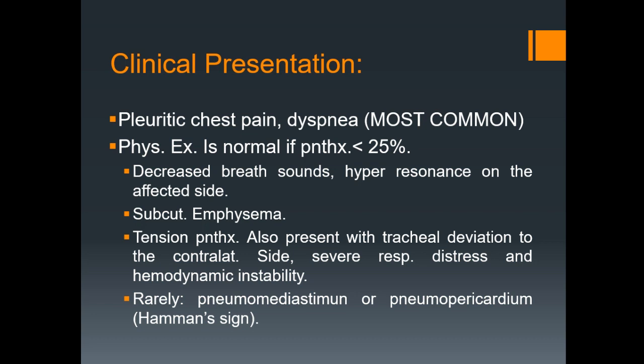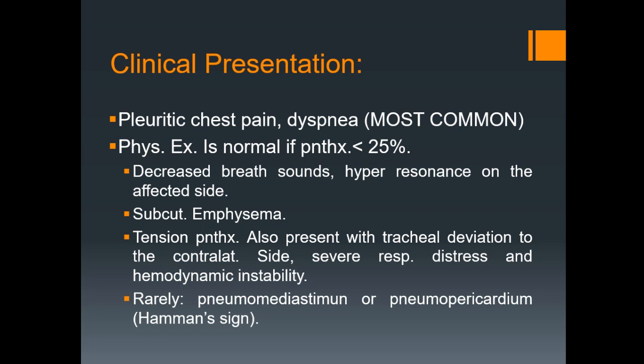Immediately, where do you put this cannula or needle? Either you put it in the fifth intercostal space, mid-axillary line, or you can put it in the second intercostal space, mid-clavicular line. Either in the second intercostal space, mid-clavicular line, or in the fifth intercostal space, either in the mid-axillary line or anterior axillary line. This is the site where we normally put a chest tube.